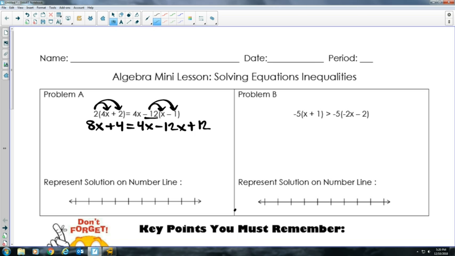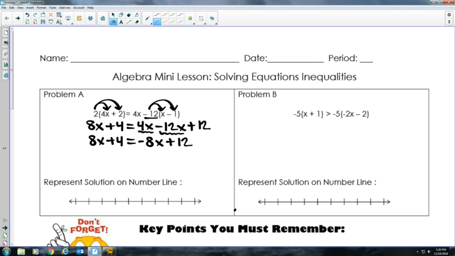Okay, now we can combine like terms. We don't have anything that we can combine on the left side of our equation, so we're going to bring all of that down. Here we have a 4x and a negative 12x. So 4x and negative 12x, you get a negative 8x plus 12.